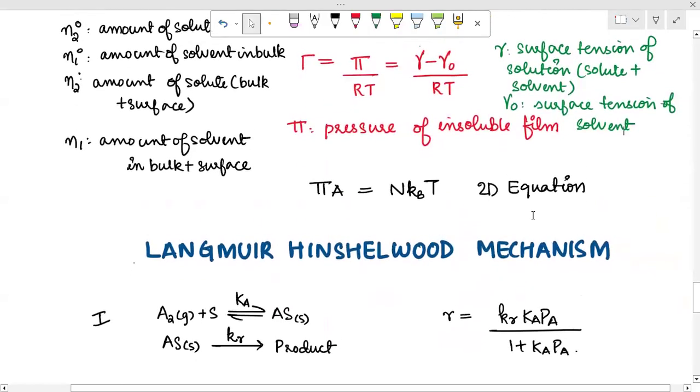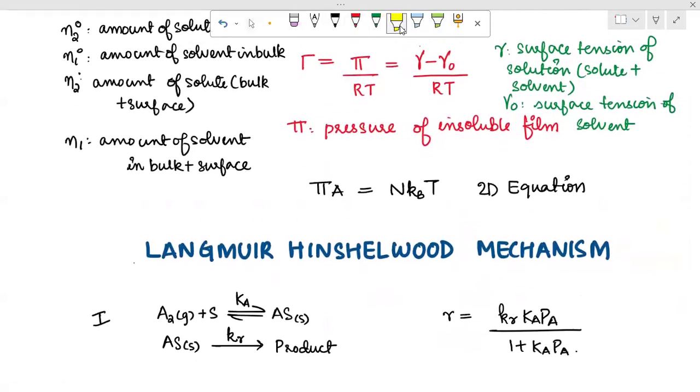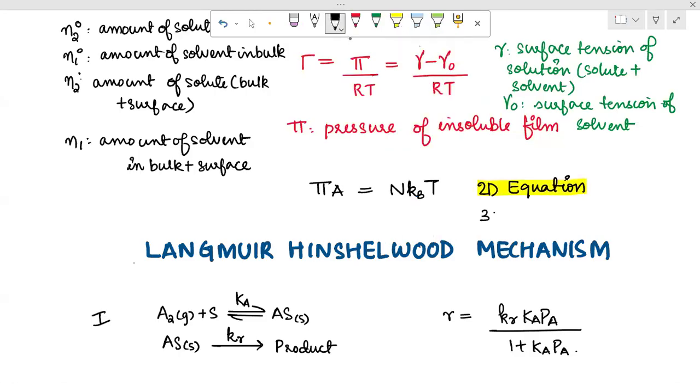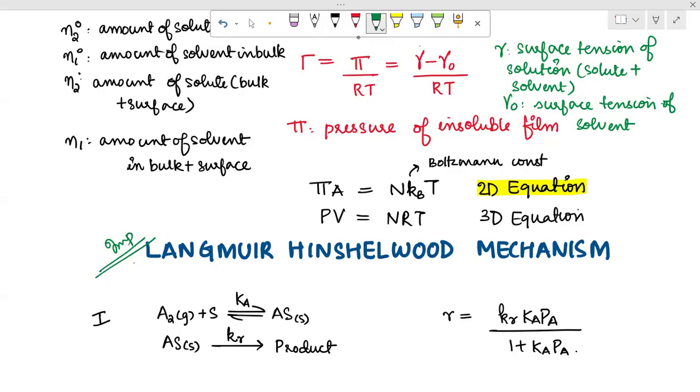Also, when you have Gibbs adsorption isotherm, they follow something called the 2D equation. So what is a 3D equation? The 3D equation to be known is very famous: PV, pressure into volume, is equal to nRT. So instead of that, when you come to the liquid on liquid systems, you have pi A is equal to N KB T, where KB is the Boltzmann constant. Okay?